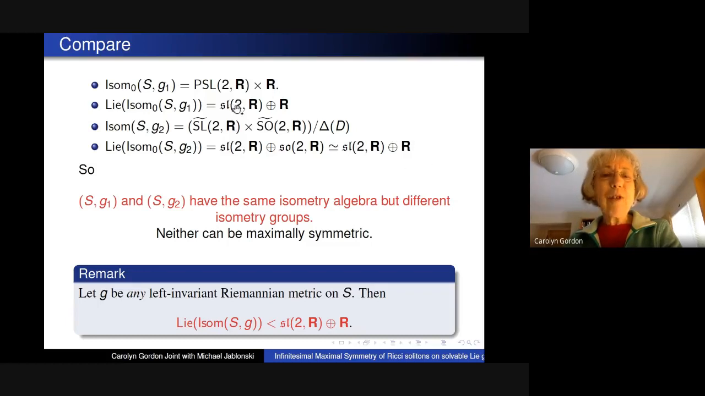In the first case, the isotropy algebra was very nicely contained in SL2R, didn't splash over here. Whereas in the second one, the isotropy algebra was these inner automorphisms that kind of splashed between, projected onto both factors in kind of an ugly way. So what we have is these two metrics with the same isometry algebra, different isometry groups. Neither can possibly be maximally symmetric since neither isometry group is contained in the other. But they do satisfy the property that if you take any left invariant Riemannian metric, you can show that the Lie algebra of its isometry group is contained in SO2R plus the trace zero matrices, the Lie algebra of the isometry groups of these metrics. So there is some kind of maximality going on. It's just not quite as nice.